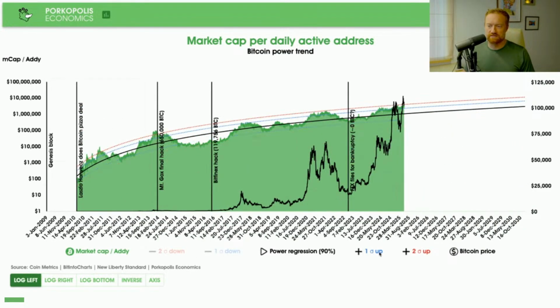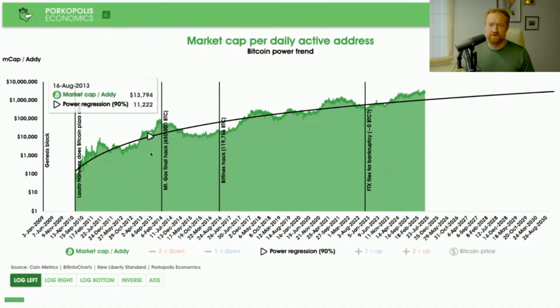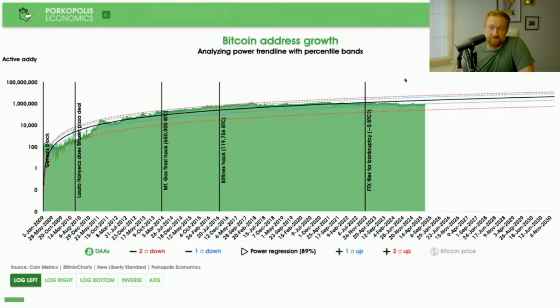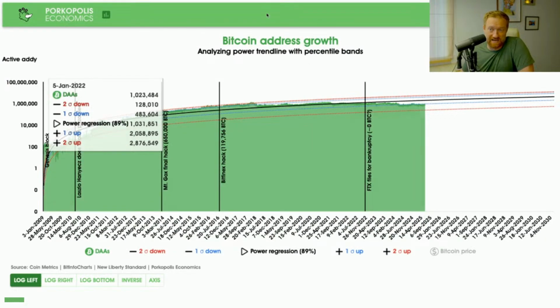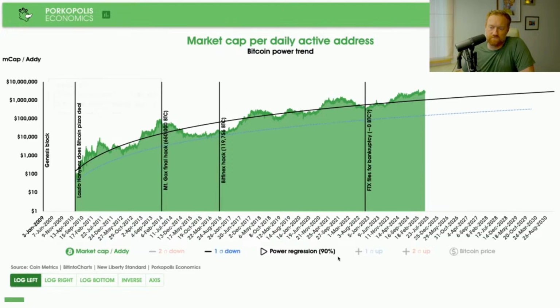Let's take away the bands really quick. Let's even take away the price. Okay, so now what you see here is basically market cap dollars per daily active address. And as this is basically a rising market cap versus a falling daily active address usage, you would expect the opposite when you take that ratio of the rising market cap versus the falling daily active address. And so that's what you get. Let's put the bands.